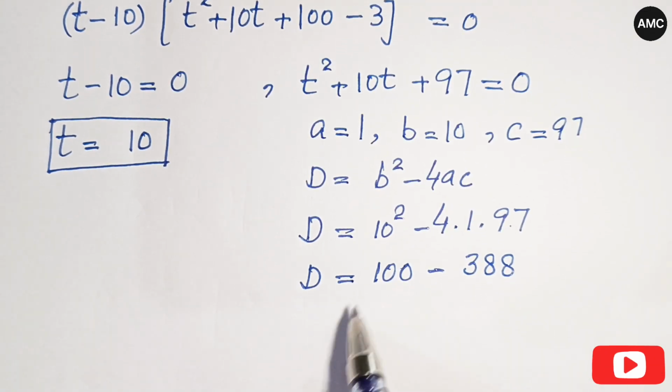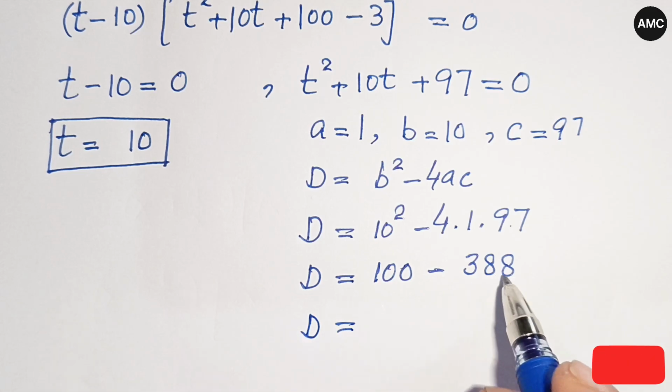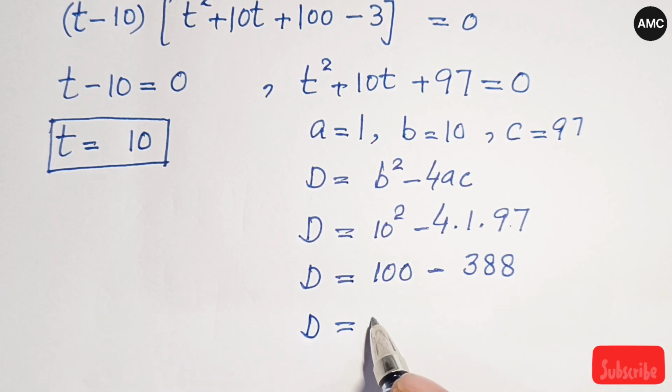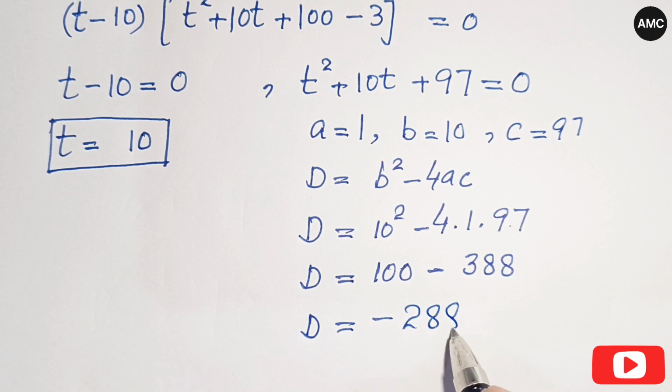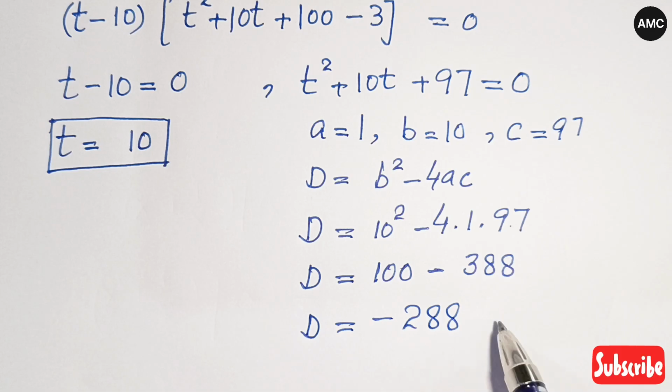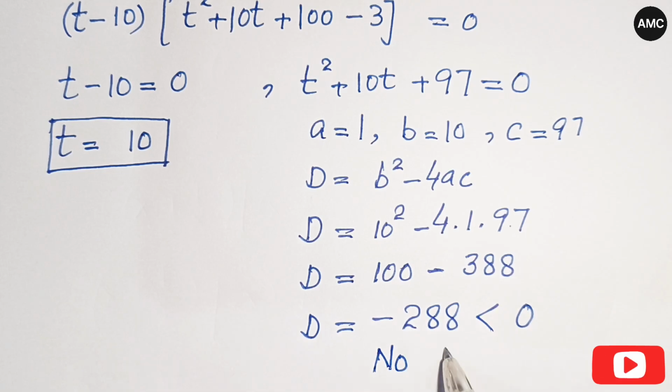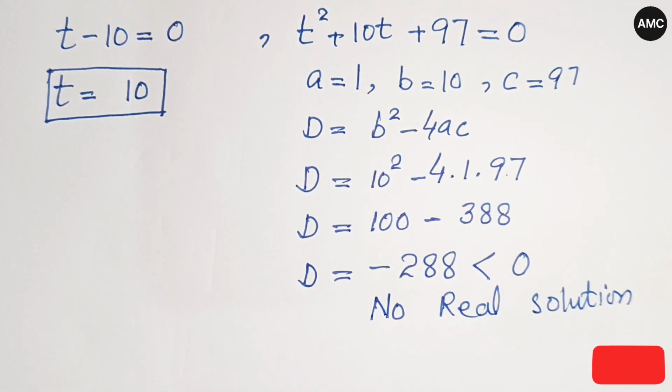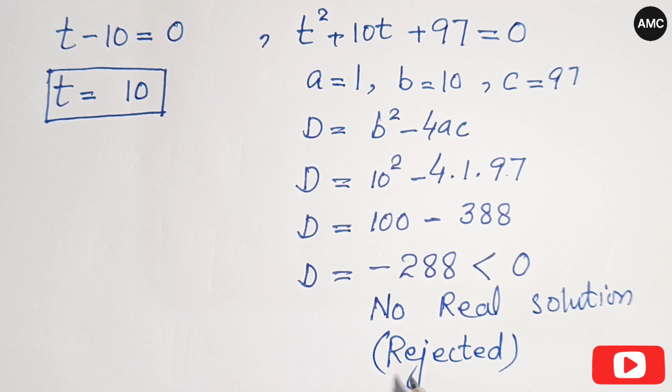So determinant is equal to minus 388 plus 100, so we get minus 288. So minus 288 is actually less than 0. If it is less than 0, then we have a complex solution and no real solution here. Now, if there is no real solution, as we have been given in the problem that x should be an element of the real numbers, so we are going to reject this value because it is a complex solution.